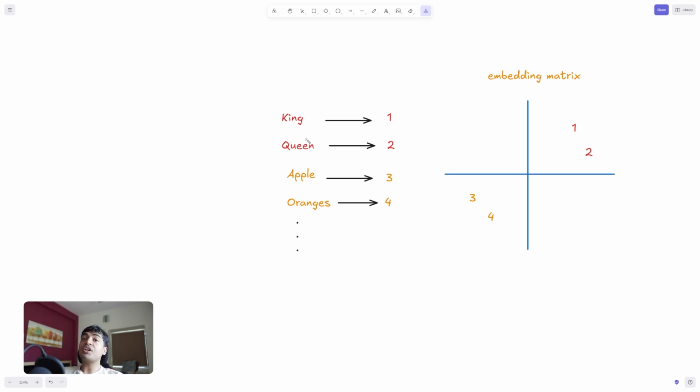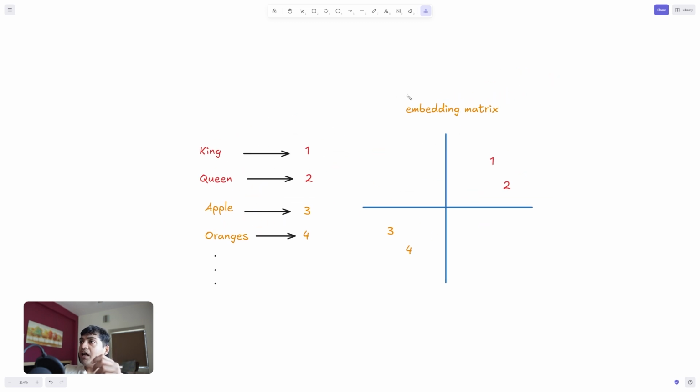Now I have tokenized the words, but there's another issue. How do you define the relations between different words? When you hear the word king, you automatically think of castles, royalty, queens, maybe even TV shows, right? So how do I give this knowledge, this information of how different words relate to each other, to a machine? That is where the embedding model comes in.